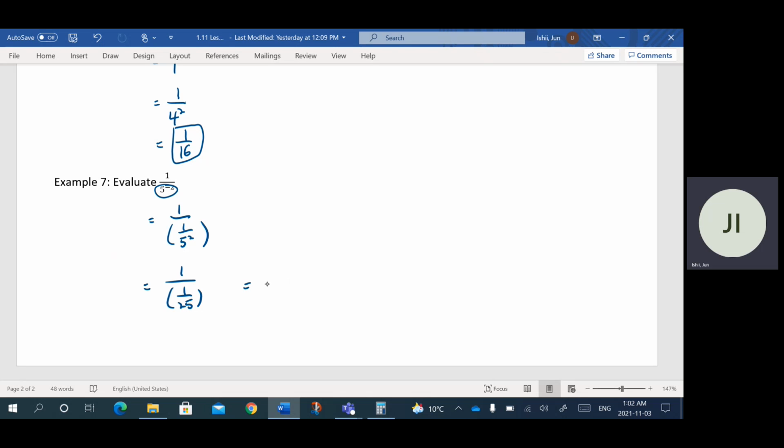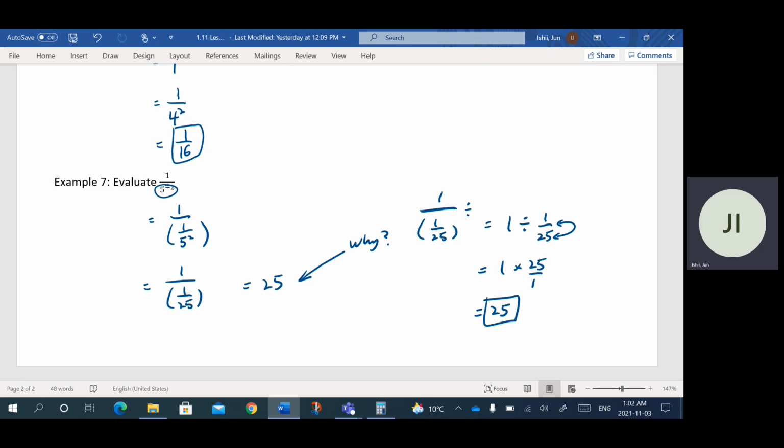Actually, you know what? Let me explain why. All right, so 1 over 1 over 25. This fraction here, I can actually write it as a division, right? So this is the same as 1 divided by 1 over 25. Well, the rule is whenever you divide by a fraction, it's the same as multiplying and flipping it. Right? So 1 times 25 over 1. Well, 1 times 25 over 1 is just equal to 25. Okay. Yeah, so that's the answer.